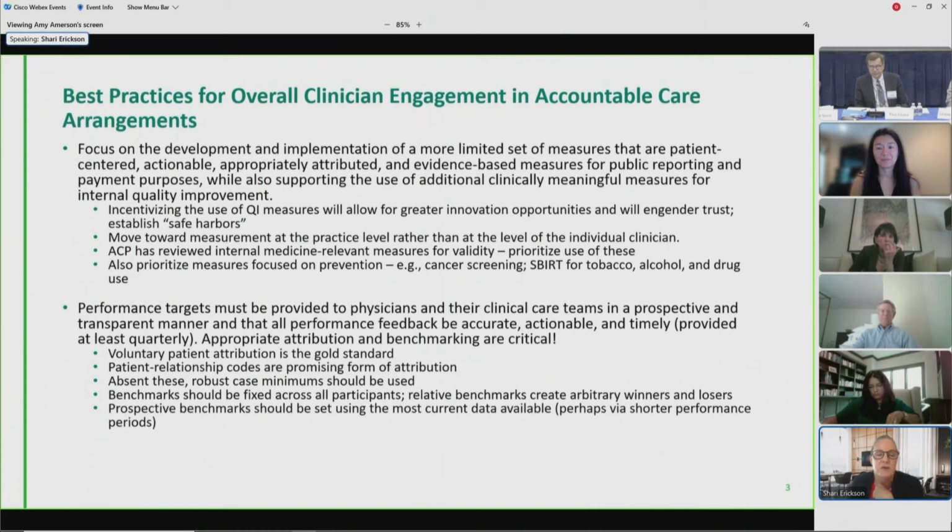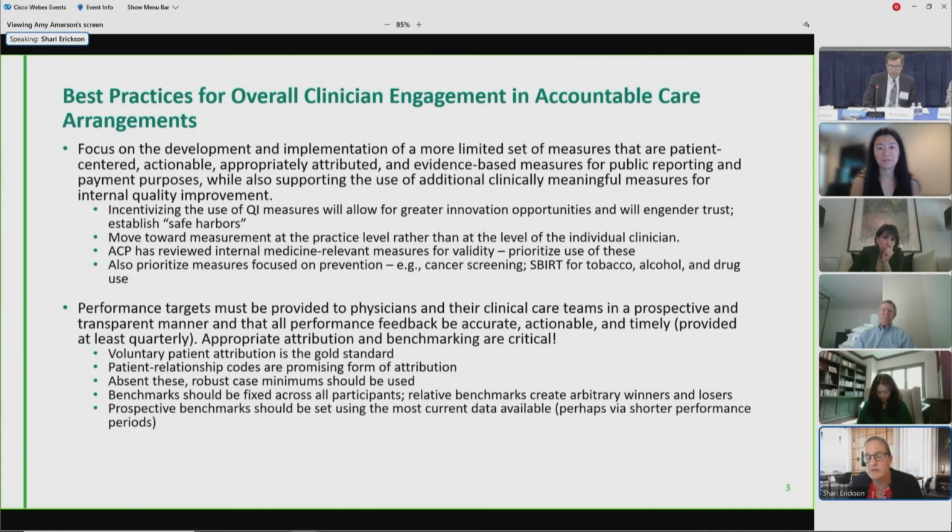In the meantime, though, we could try to move toward measurement more at a practice level than at the individual clinician level. We at ACP have actually reviewed a number of internal medicine relevant measures for validity, and we recommend prioritizing the use of those, and also prioritizing the use of measures focused on prevention, things like cancer screening, tobacco, alcohol, and drug use screening, et cetera.